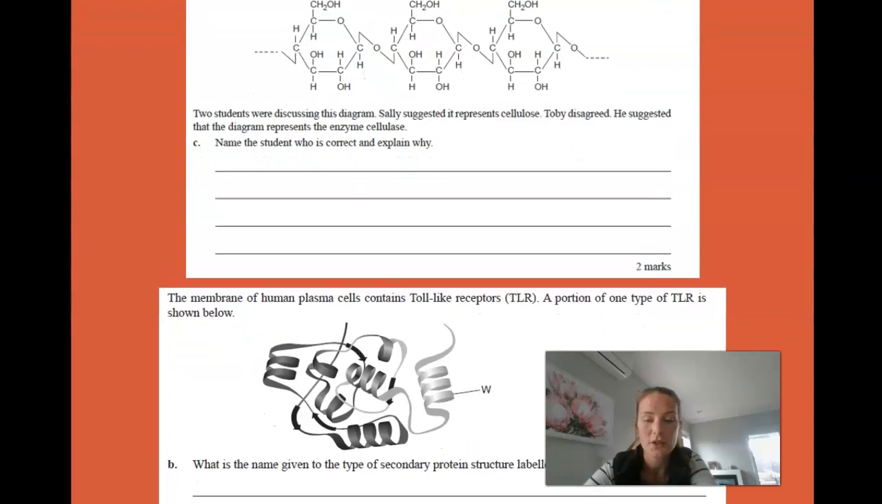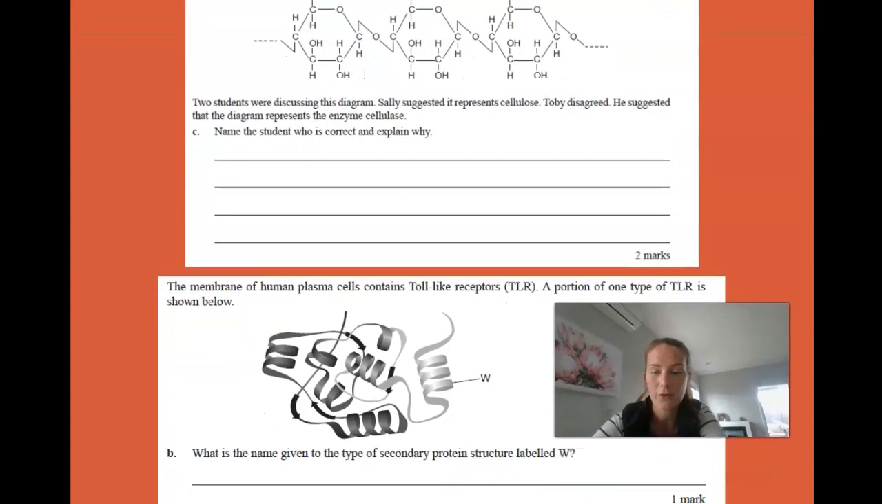Okay, the question down the bottom, have a read and press pause. Okay, so again, another question where you're going to read it and go TLR, toll-like receptors. I don't remember learning about these. I don't remember reading these. And it might throw you off your game, but all you're being asked is the name given to the type of secondary structure that is labeled W, and hopefully alpha helix is the term that you wrote down.